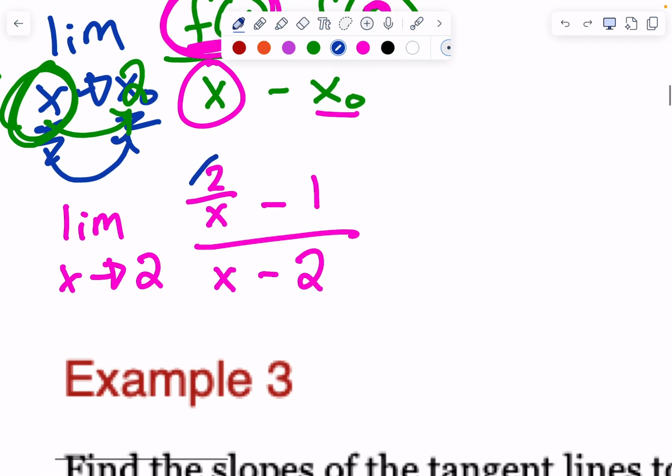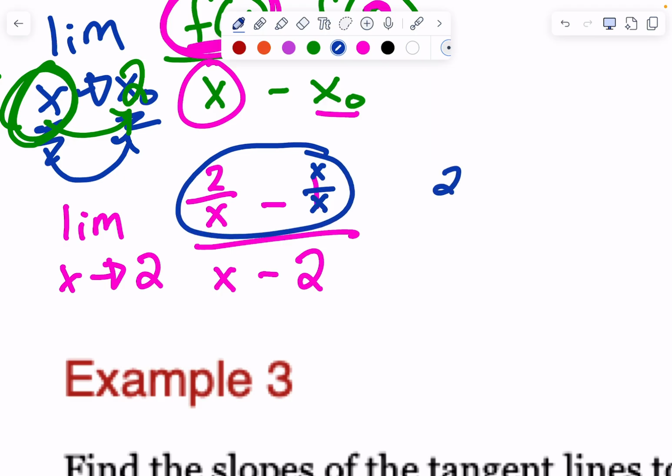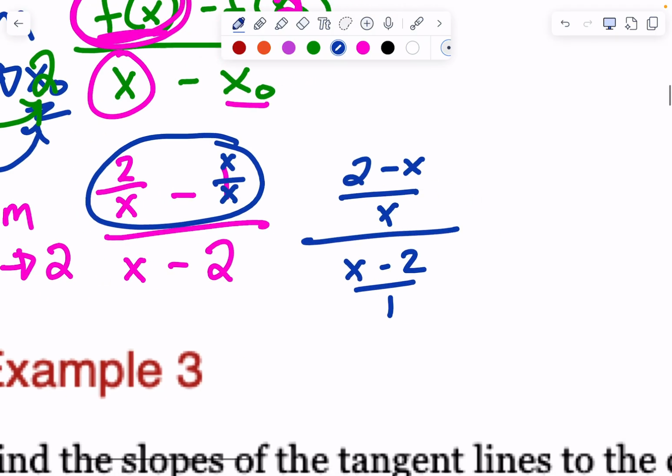I don't like that I have a fraction here and a whole number here. So what we're going to do is try to get a common denominator. So I'm going to make this 1 into x over x. You see that? Yes, this is a review. We did this yesterday, okay? So I'm going to make it x over x. Now, if I put these together under one roof, this will end up being 2 minus x over x. True? All over x minus 2 over 1, basically, if I make it into a fraction on the bottom, right?